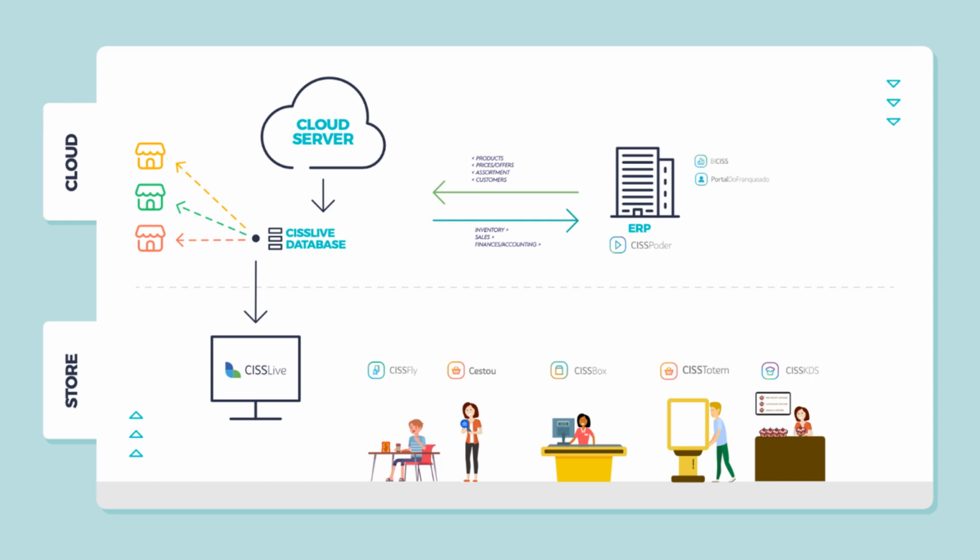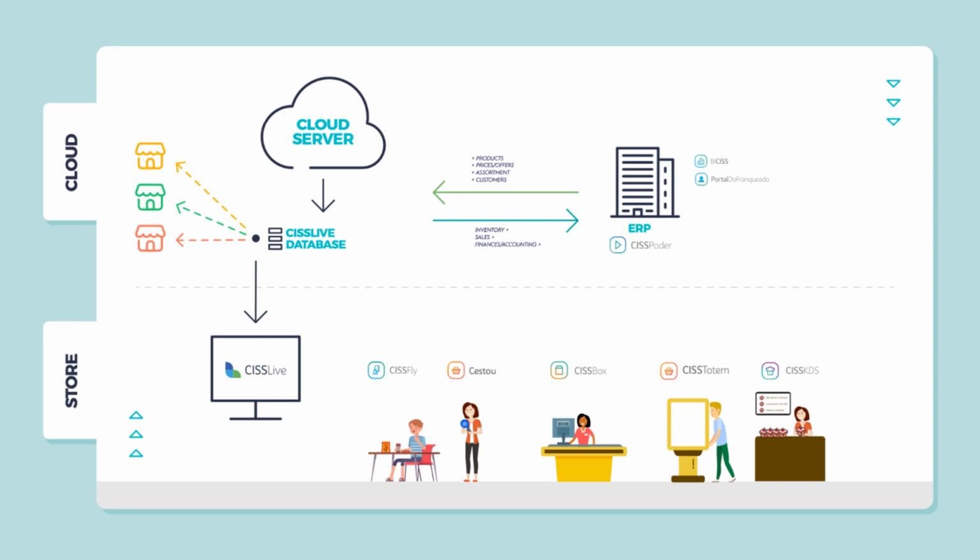Here we show the full topology of our software solutions integrated. It's so tiny, but I think you can see. From the right to the left, we have the CISS KDS. It is a kitchen display system to produce the orders in the kitchen or cafeteria or bar. And the second one is CISS Totem, our solution for self-checkout and self-order.